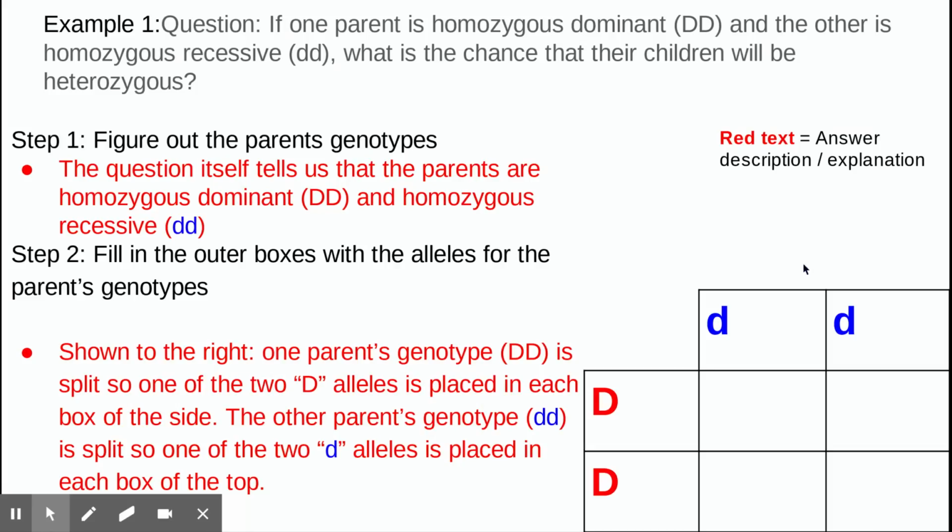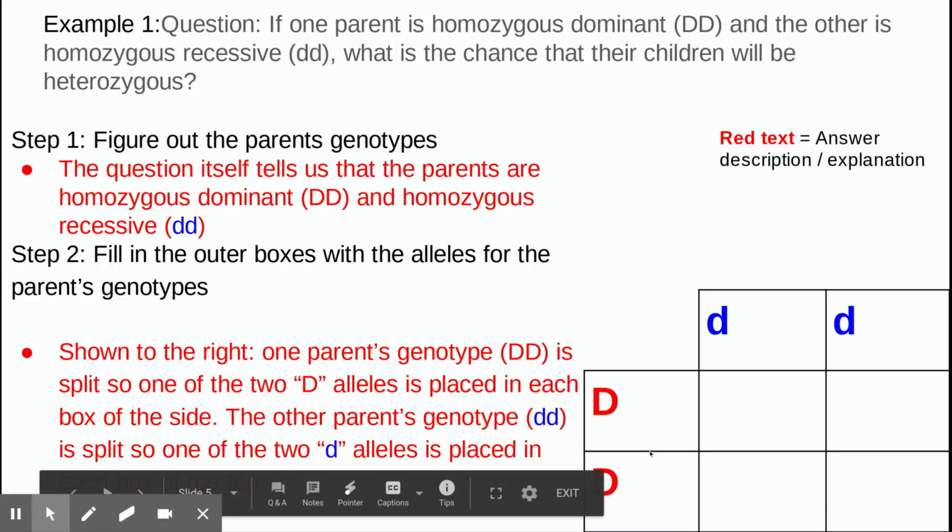All right, let's apply this to some other examples. We'll work through it one step at a time. So if one parent is homozygous dominant and the other is homozygous recessive, what's the chance their children will be heterozygous? Well, step 1, the problem just tells us that we have a homozygous dominant and a homozygous recessive.